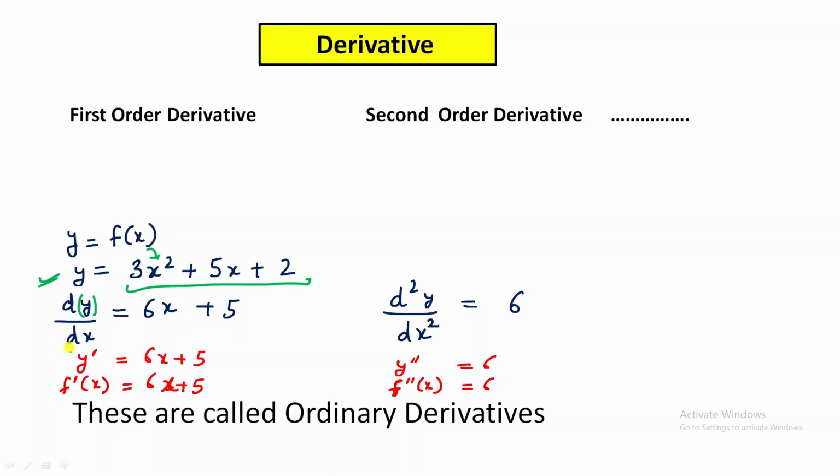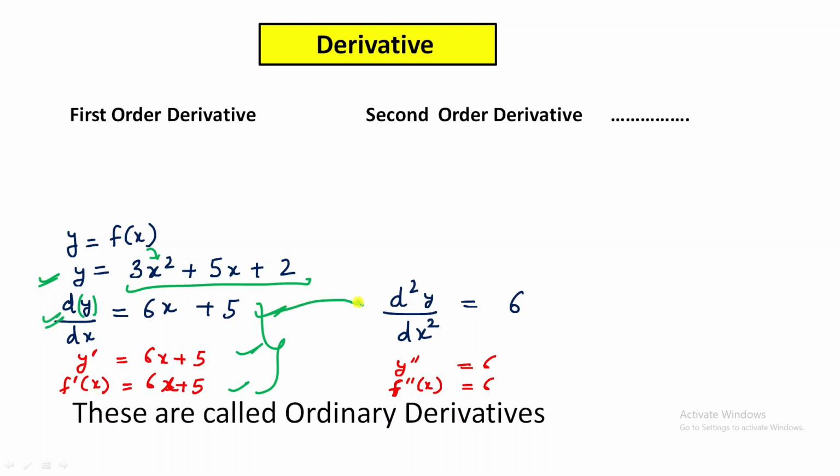Now we can also express this dy upon dx as y dash equal to 6x plus 5, or we can express this as f dash x equal to 6x plus 5. So these all are equivalent. These are all the same things. Now, this dy upon dx or y dash or f dash of x.